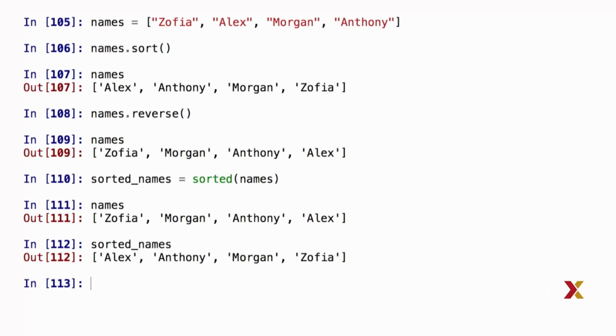Finally, if we wanted to find out how many objects our list contains, we can use the generic sequence function len. So we can type len(names), and Python tells us that our list contains 4 objects.